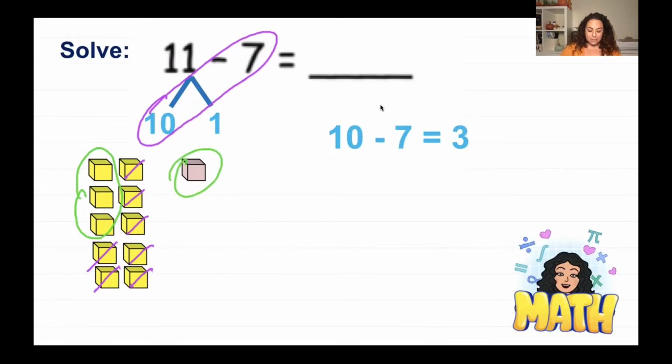I need to put these two numbers together. So I'm going to go ahead and use the number sentence 3 plus 1 because that's what's left over after I do my action of subtraction. So 3 plus 1 equals 4. So that means 11 take away 7 also equals 4.